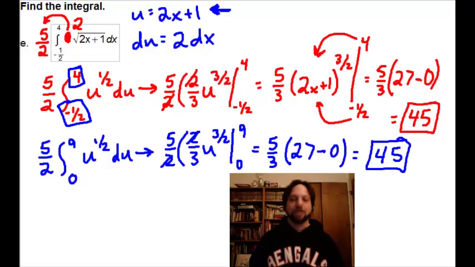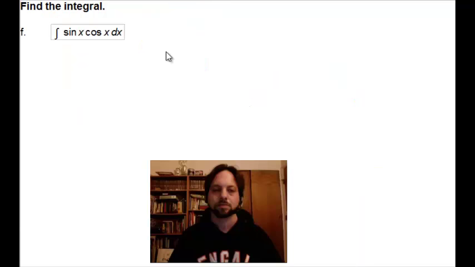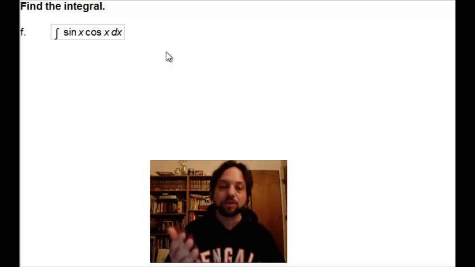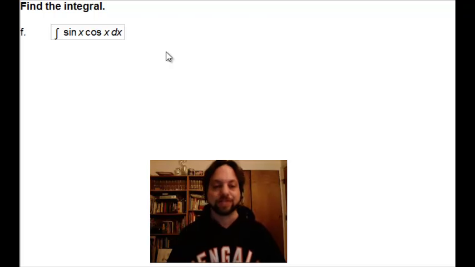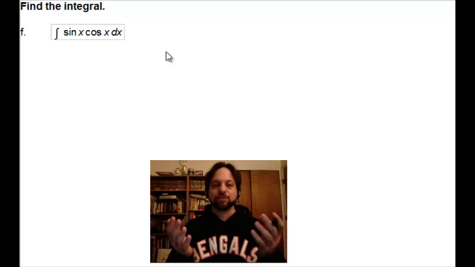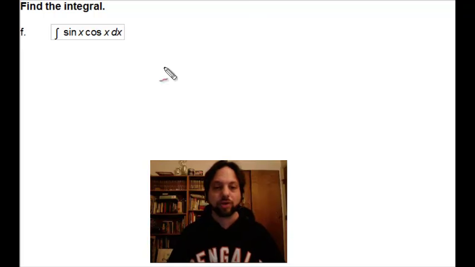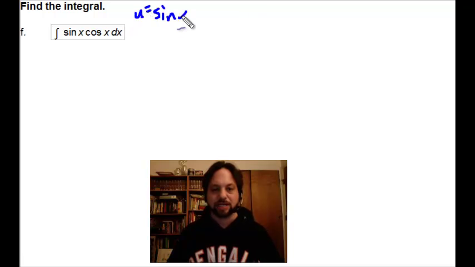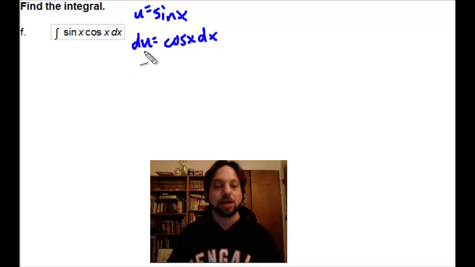Let's take a look at example F now. So our last example, example F, is a very, very interesting problem. Not a very difficult one, but the question is, if we have the integral of sine x times cosine x dx, what are you going to choose for u? It's really your choice. Quite honestly, I've done this problem both ways. Perhaps you would like u to equal sine x, and therefore du would be cosine x dx. If you want to try it that way, go for it.